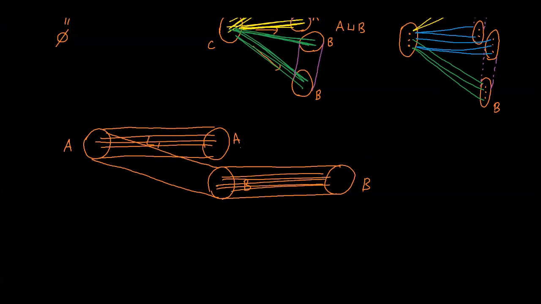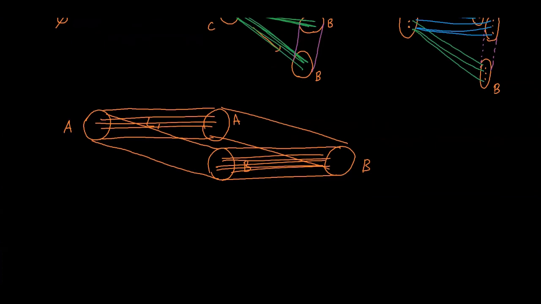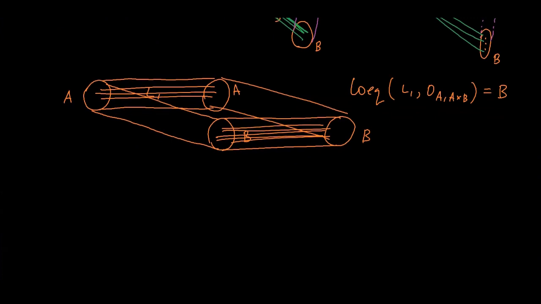We get a nice symmetric picture like this. So we now figured out that the co-equalizer of iota 1 and 0, A cross B, is actually B. But let's actually prove that rigorously. So I want to prove the universal property, right?